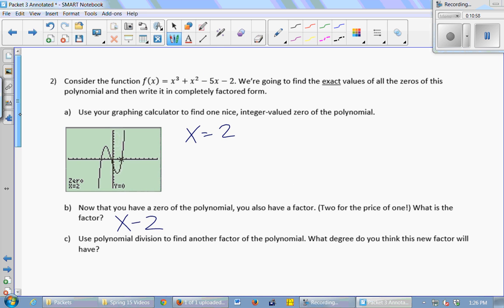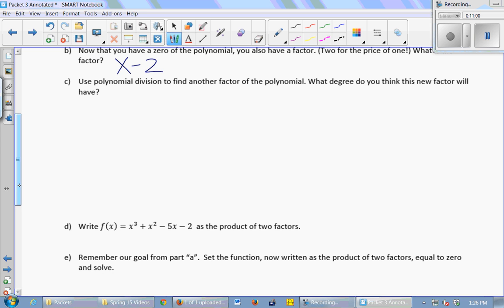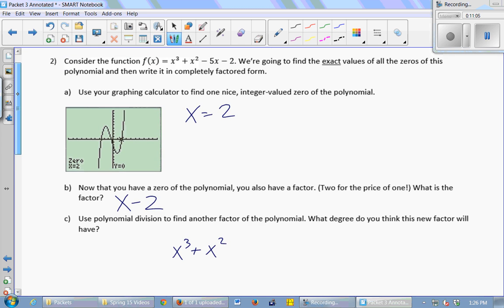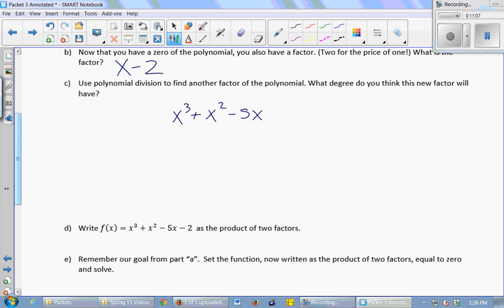All right, so it was x cubed plus x squared minus 5x minus 2 divided by x minus 2. So a little review from last class. What do you multiply x by to make x cubed? x squared. And then we have to distribute that x squared to x and negative 2. So x squared times x is x cubed. x squared times negative 2 is negative 2x squared. And we subtract.